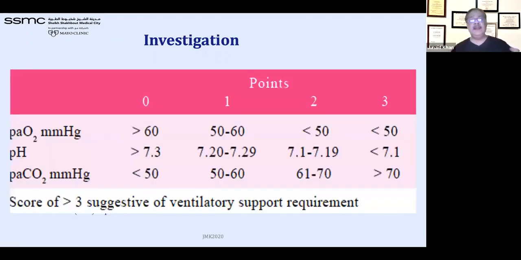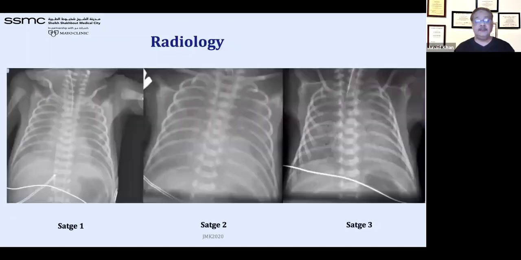So again, this is the scoring system. If you have the PO2, pH, and PCO2, let's say if it is more than 67.3, and PCO2 is less than 50, then the score is 0. The higher the score, the higher the severity of your RDS.